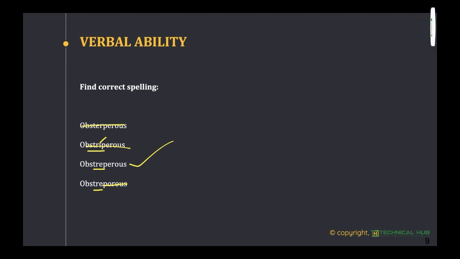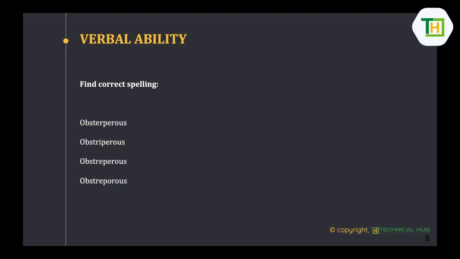When you pronounce the word properly, it's very easy to identify the answer. For example, if I say restaurant, you will write it as R-E-N-T, restaurant. If I pronounce it as restaurant, you'll write it correctly. Correct? So always remember, it's good if you pronounce the word properly. Next one.